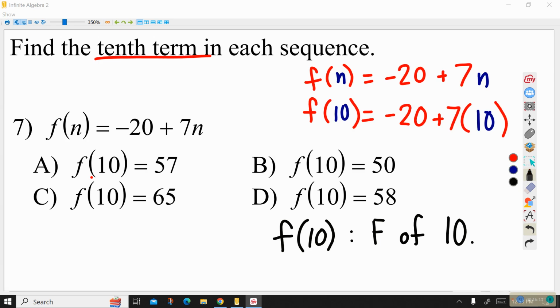What does f of 10 mean? Well, it means what do I get when I plug in 10? When I plug in 10, I end up getting negative 20 plus 7 times 10, right? Because it was 7 times n, and n is 10. 7 times 10 is 70.